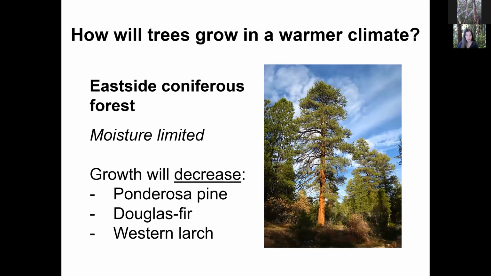So how these trees grow in a warmer climate. So we can break this up into different groups, and starting with the Eastside conifer forests. We know these forests are currently moisture limited, and that will continue to be the case in the future, and in fact, even more so. So if they become increasingly moisture limited, growth is likely to decrease for our dry conifer species like ponderosa pine, larch, and Douglas fir.